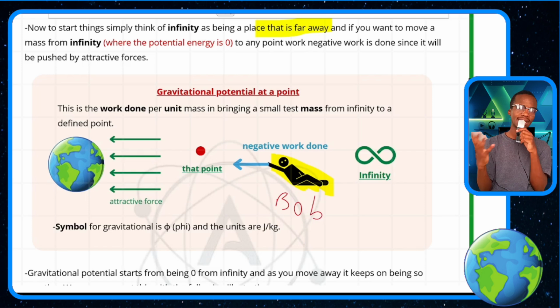What work are you doing? It's a negative work. What work are you doing to move Bob from infinity to that point? So this is that point, which is over here. So that's essentially what we mean by gravitational potential. What work do you do to move a unit mass from infinity to a defined specific point, right?